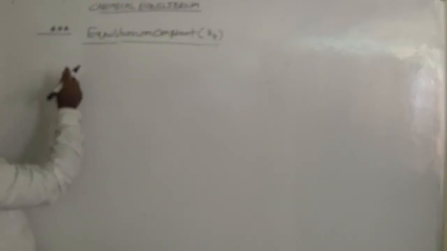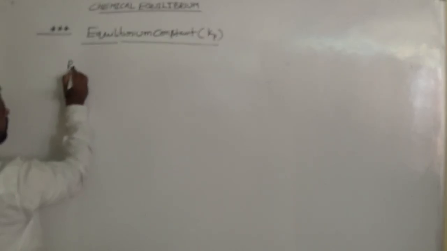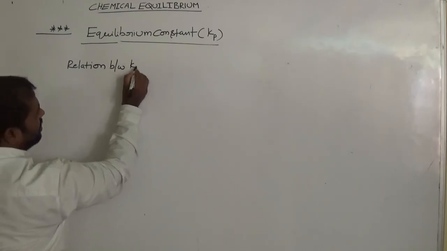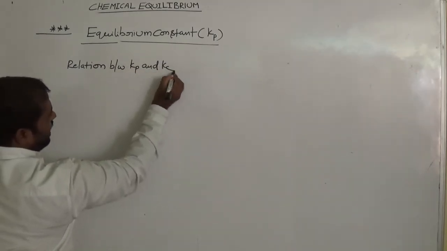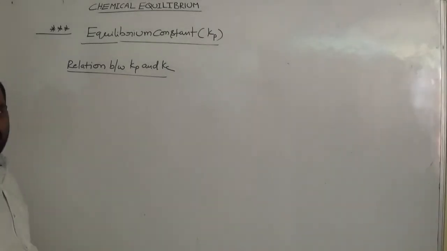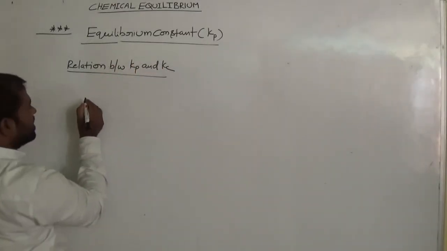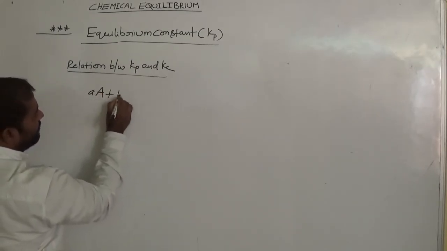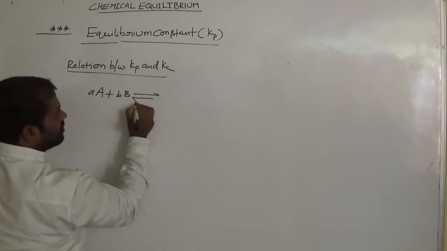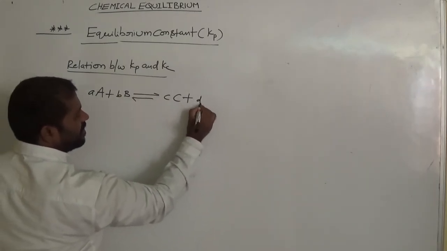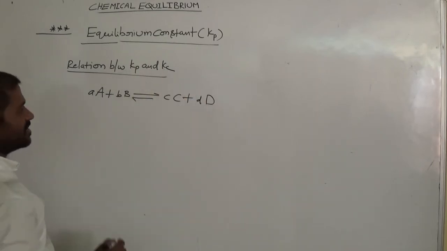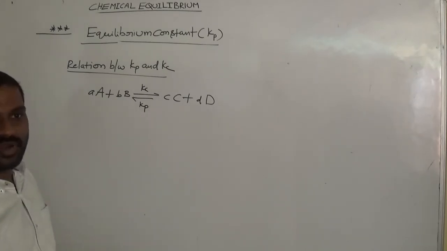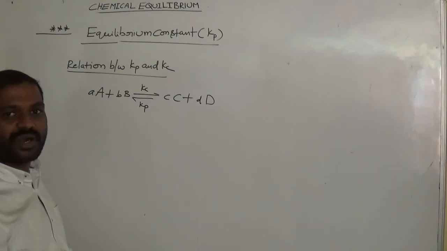So the next important topic is here: relation between Kp and Kc. Let's consider the gaseous chemical equilibrium reaction: aA plus bB is reversible to cC plus dD. Is it clear? Where it is Kc and also taken as Kp. Kc means in terms of molar concentration, whereas Kp means in terms of partial pressures.